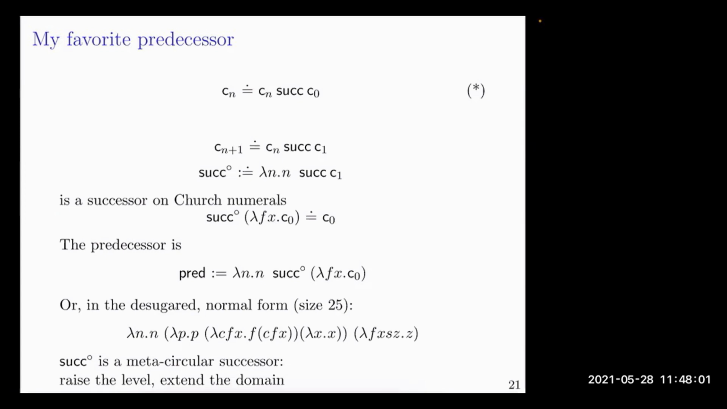-1. So with the original successor, if you play around, it doesn't seem to be possible to apply it to something so that it gets C0. But with this meta-circular successor, it's just obvious what the term should be to get the result C0. That's one of the lessons: just raising the level.